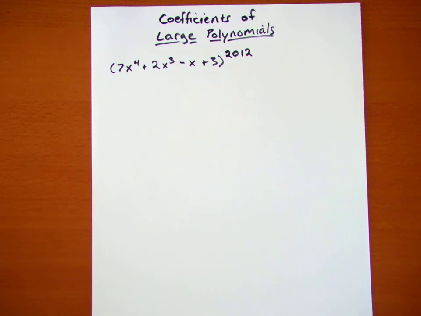Okay, here's the question. Given this rather unsightly polynomial here, what is the final coefficient of the x term? Well, first of all, let's take a look at this thing. It is a big, ugly polynomial.